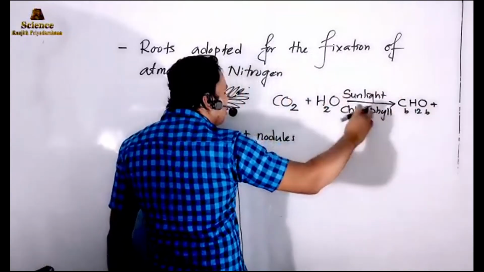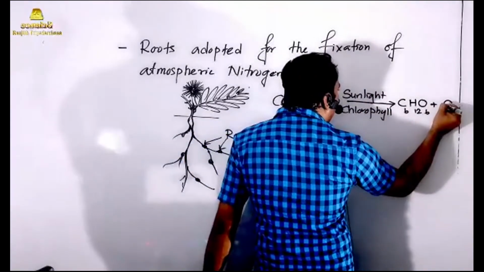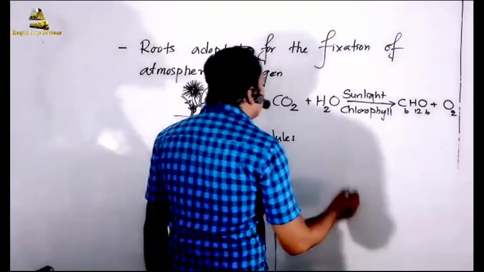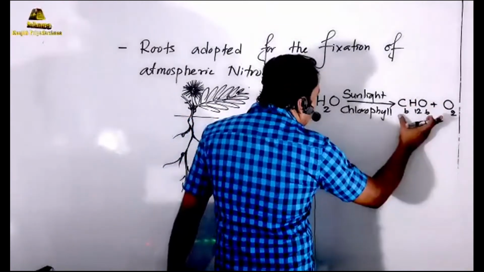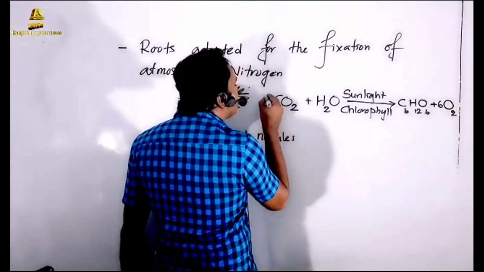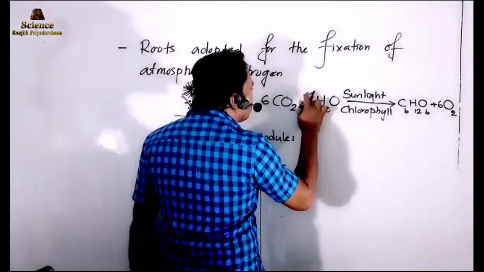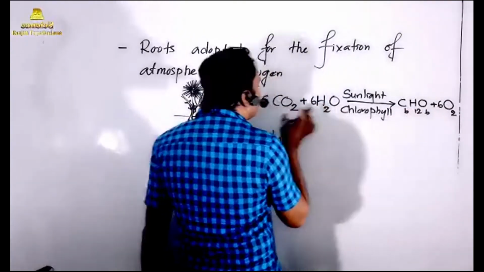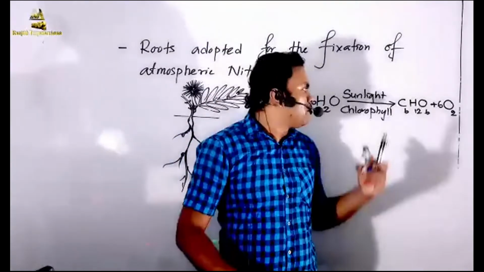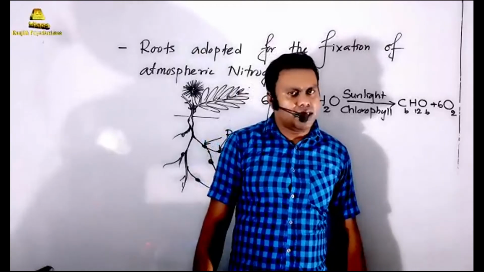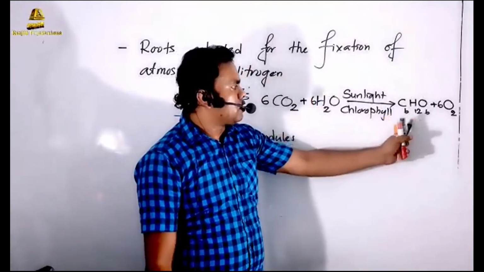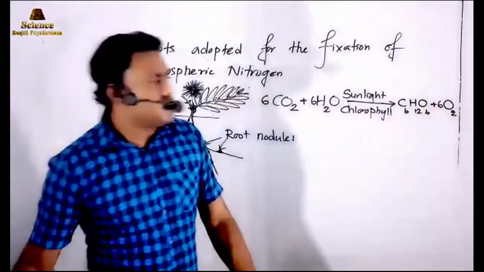At the same time, 6 oxygen molecules are released as a byproduct. So when one glucose molecule is produced, 6 oxygen molecules are produced, and we have to spend 6 carbon dioxide and 6 H2O. See how easy it is? Except for glucose, put 6 for everything else. Keep it in your mind: 6 CO2, 6 H2O, sunlight, chlorophyll, C6H12O6 glucose, and byproduct oxygen 6 O2.